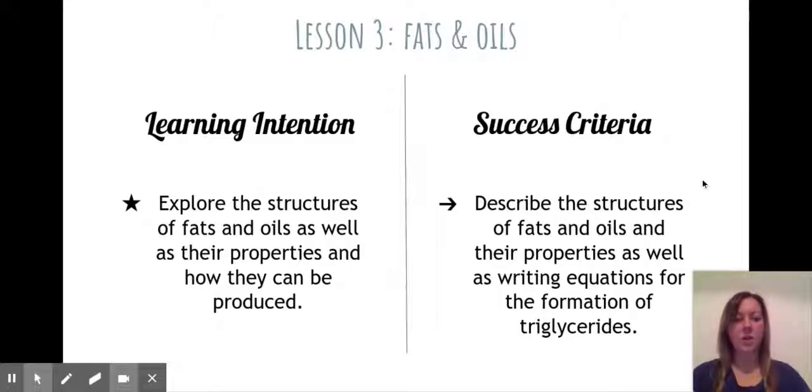So lesson 3, we are going to be looking at fats and oils. Now this is the last part of this subsection of the topic, and our learning intention is to explore the structures of fats and oils as well as their properties and how they can be produced. We want to be able to describe the structures of both fats and oils because these differ slightly, as well as their properties, and write equations for the formation of triglycerides, which are fats and oils. More about that in a wee second.